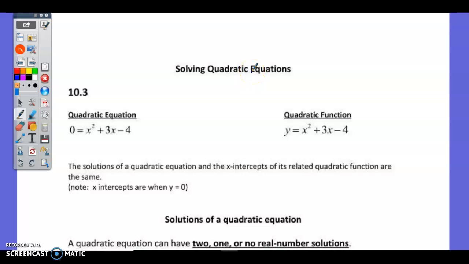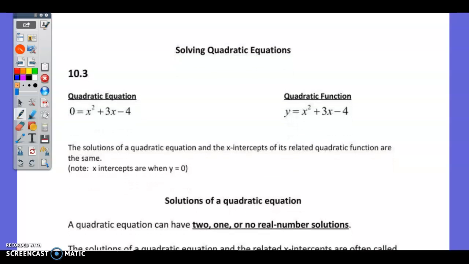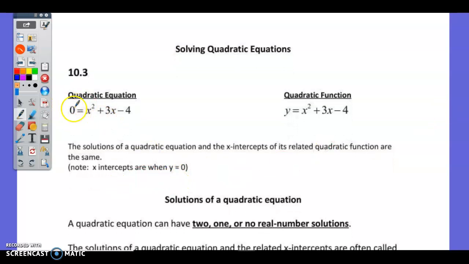Okay, for this section, we're going to talk about solving quadratic equations and what that means. Just a quick definition here. This is a quadratic equation, and this is a quadratic function. As you can see, there's a 0 in for y here, and there's a reason for that. The solutions of a quadratic equation are the x-intercepts of its related quadratic function. The x-intercept is when y equals 0.